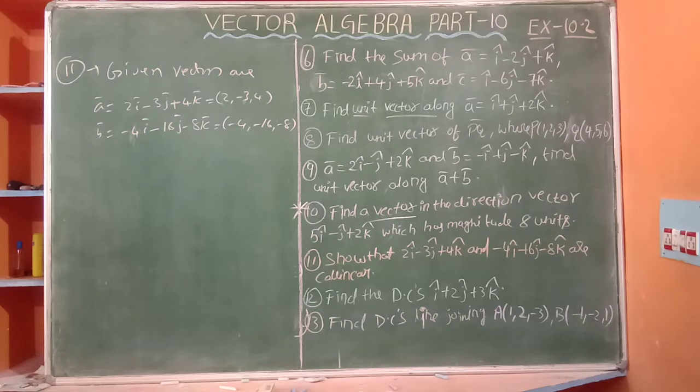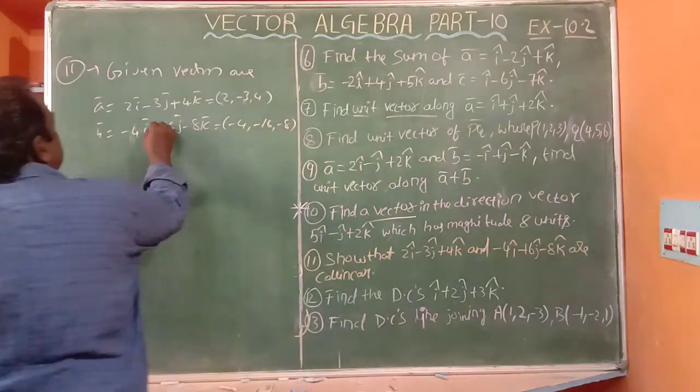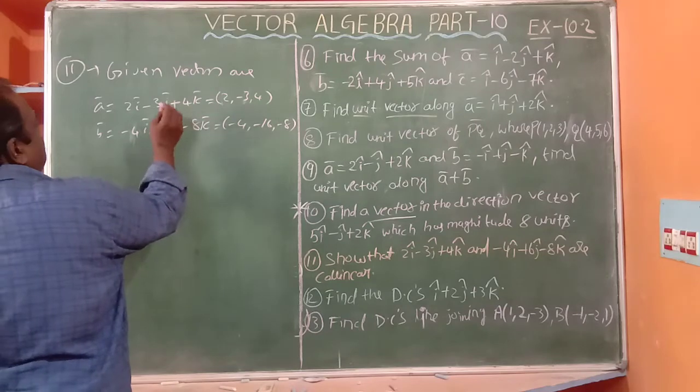Show that they are collinear vectors. We are asked about collinear vectors. Just verify the problem, is it correct or not? 2i minus 3j plus 4k and minus 4i plus 6j plus, I think it is plus 6j, yeah.